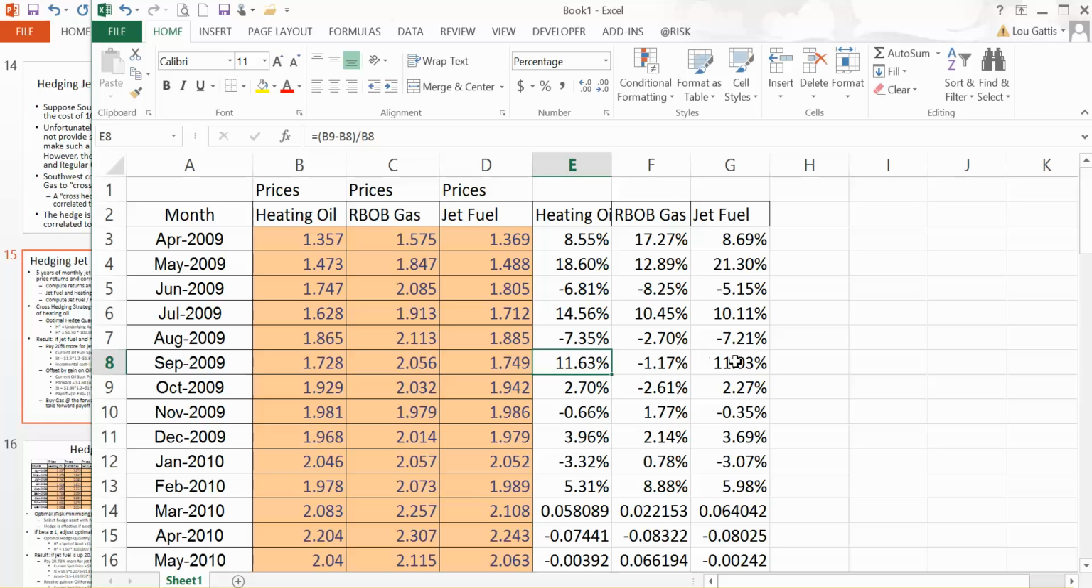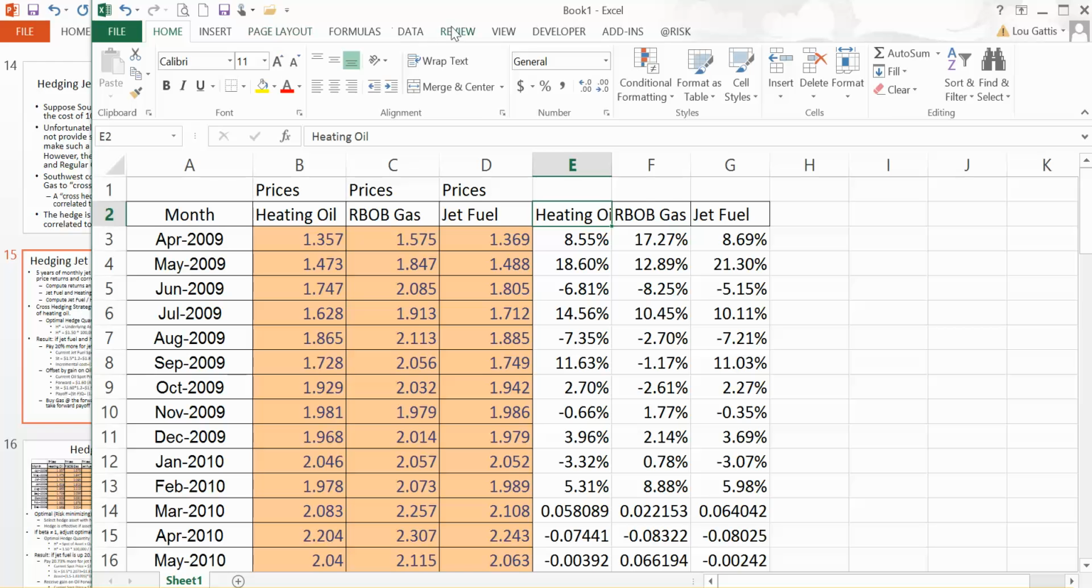Next month, jet fuel and heating oil are up about 11% and gasoline down. Next month, heating oil and jet fuel are both up a little over 2%, and gas is down. So it appears from the data that heating oil moves closer to jet fuel than gasoline. But we can calculate that more precisely.